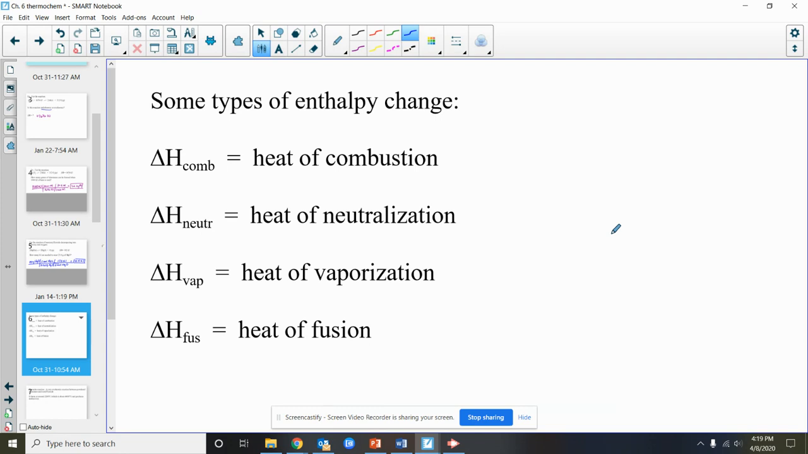We talked a little bit about heat of vaporization and heat of fusion when we did the heating and cooling curves. Remember that the heat of fusion is just the amount of energy needed to melt 1 mole of a substance, versus the heat of vaporization, which is how much it takes to vaporize 1 mole of a substance. So all of these, there's a lot of different types of enthalpy change. And again, you're just using these as conversion factors per your equation.